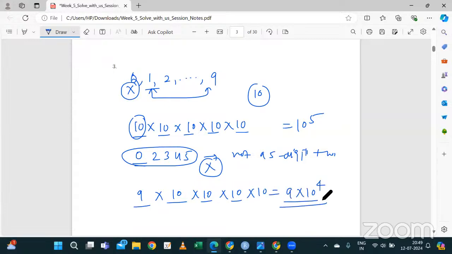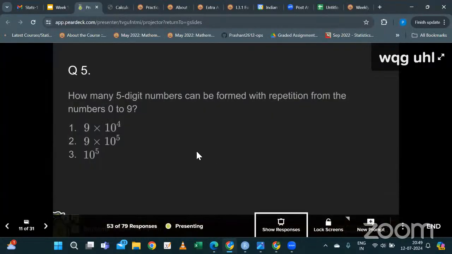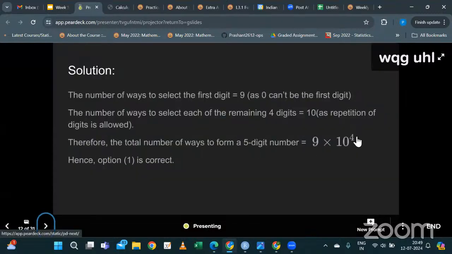So that is the first option. Is this clear? Why is it 9 into 10 raised to power 4? Yes, sir, it's clear. So 9 into 10 raised to power 4 is the correct option. We can see it in the solution.